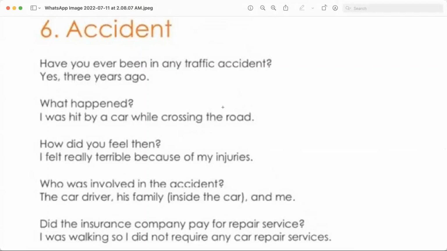So the first question, have you ever been in any traffic accident? Yes, 3 years ago. What happened? I was hit by a car while crossing the road. How did you feel then? So then is in the past. So how did you feel then? I felt really terrible because of my injuries.